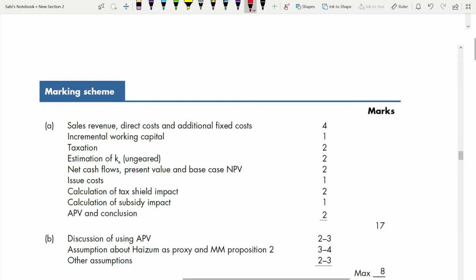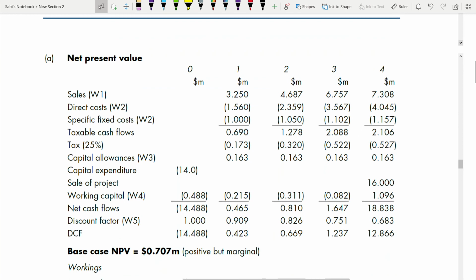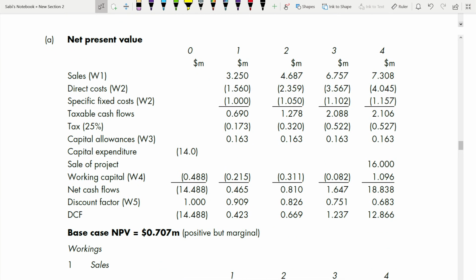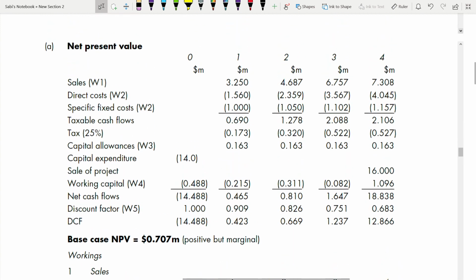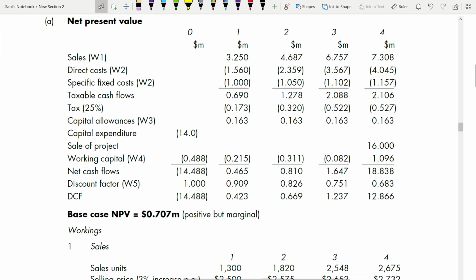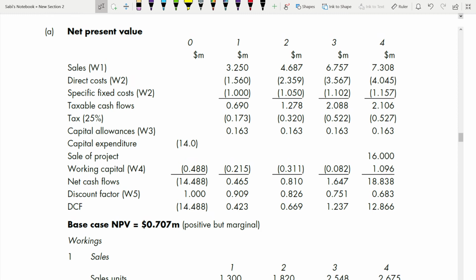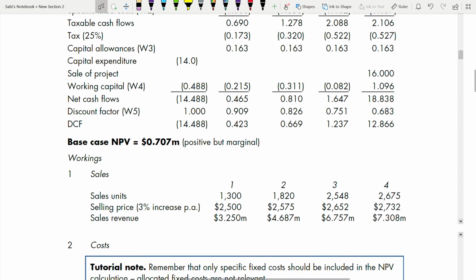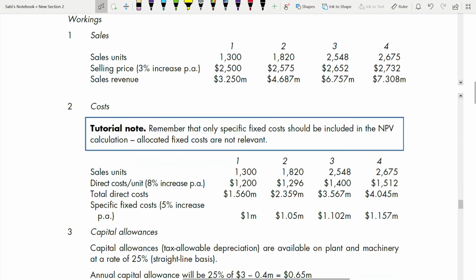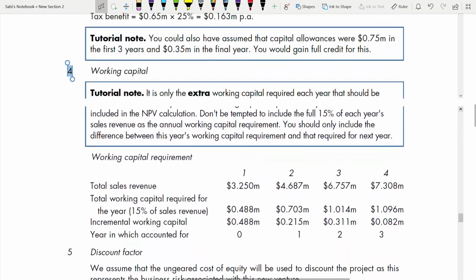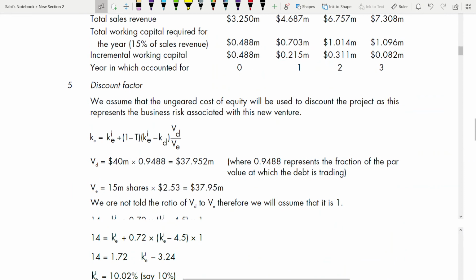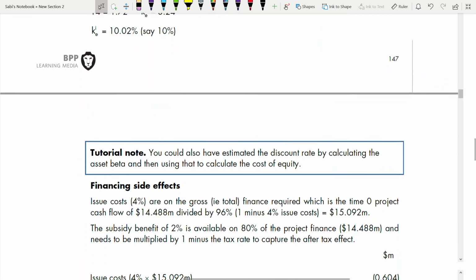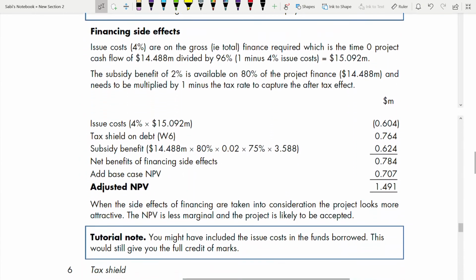Coming to the marking scheme, I will not show it to you right now. I'm just going to take you through the answer. Don't read anything and don't try to do any calculation; we'll do that later. Just see how long the calculation is and how many steps there are: sales, direct cost, fixed cost, tax, allowance, expenditure, sale, working capital, base case, and then we have all these workings. Just see how lengthy this is. All this is under workings only.